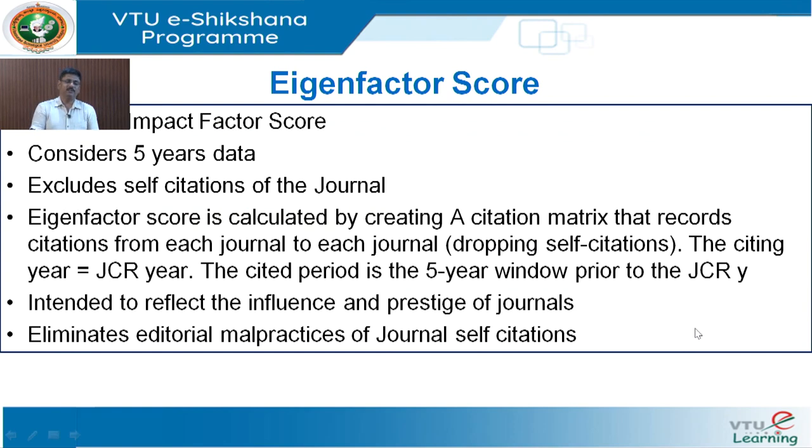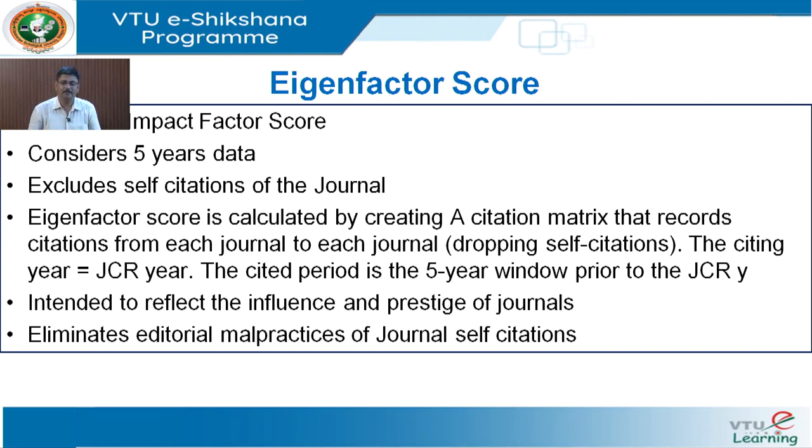The other type of score is the eigenfactor. It is similar to the impact factor score, but it considers 5 years of citation data to calculate it, and it excludes self citations of the journal, which were again self-boosting or artificial inflation for that journal, so that will be avoided. Okay, how is the eigenfactor calculated?